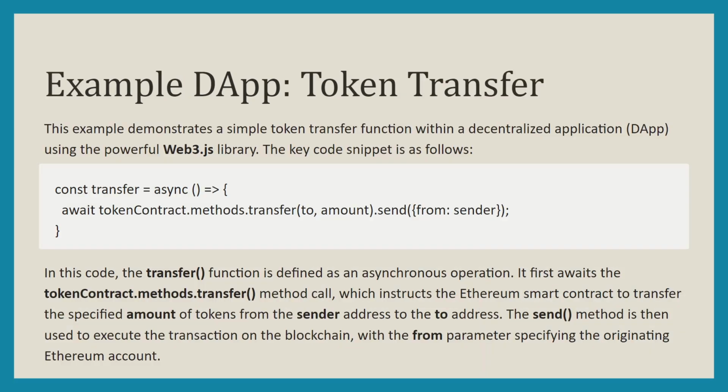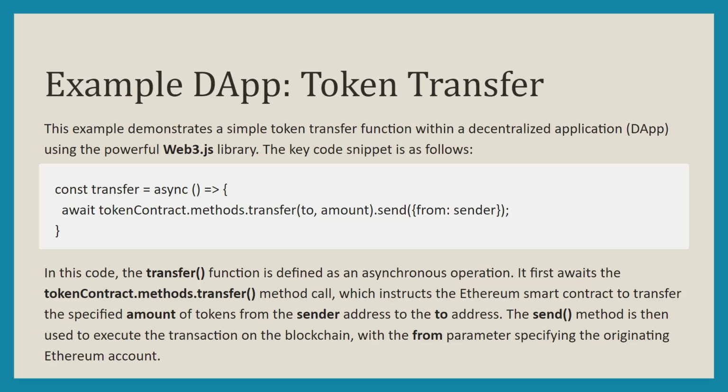Okay, so now we'll take an example dApp, token transfer. This example demonstrates a simple token transfer function within a decentralized application, dApp, using the powerful Web3.js library. The key code snippet is as follows. Const transfer equal to async, await tokenContract.methods.transfer(to, amount).send({from: sender}).